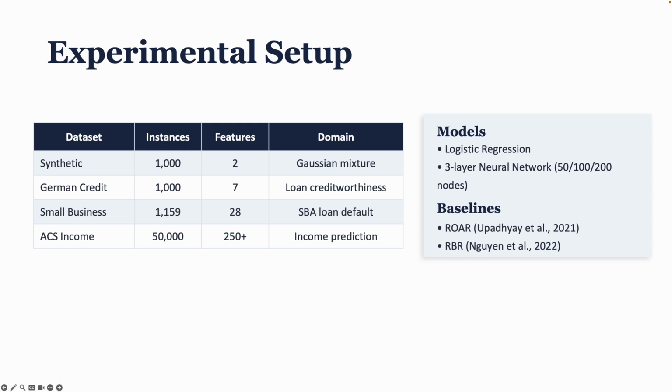We tested on both logistic regression and a 3-layer neural network with 50, 100, and 200 nodes. And our baselines are ROR and RBR, or robust Bayesian recourse.